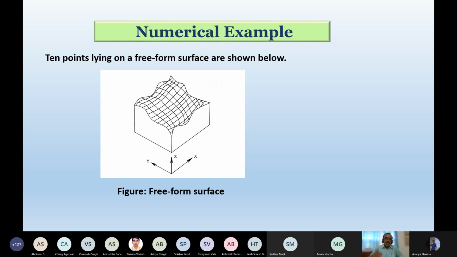One very popular example of a free-form surface could be some sort of cam profile. You might have heard about cam and follower. There is a follower profile and there is a cam profile, so the cam is going to follow that particular follower. That profile can be called a free-form surface depending on the requirement, or the surface of the mouse used while using the computer could be another example of a free-form surface.